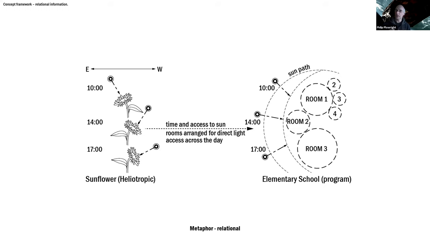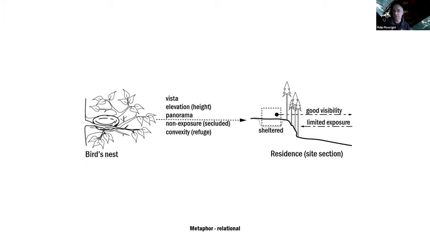Or we can talk about a building which is a bird's nest, and it doesn't have to look like a bird's nest, but what we can talk about are these environmental and sensory motor information. These are all forces: vista, elevation, panorama, exposure, convexity, refuge. Those are all forces. How do we translate, how do we package those forces? Those are the forces that are connected to a bird's nest. How do I take those forces and transfer them to a building, right?